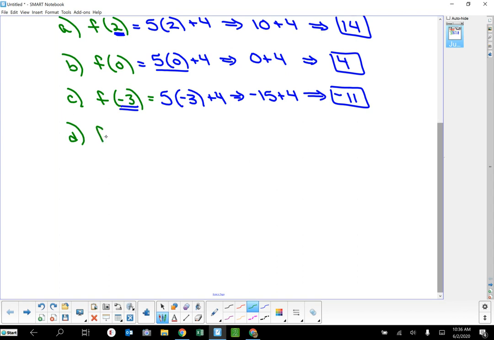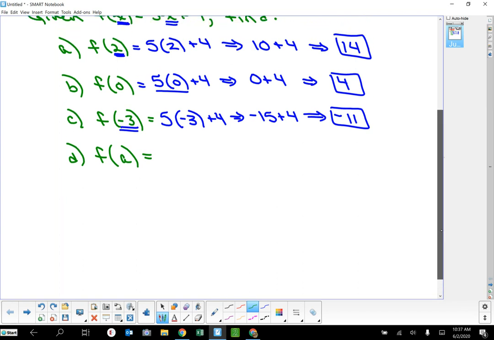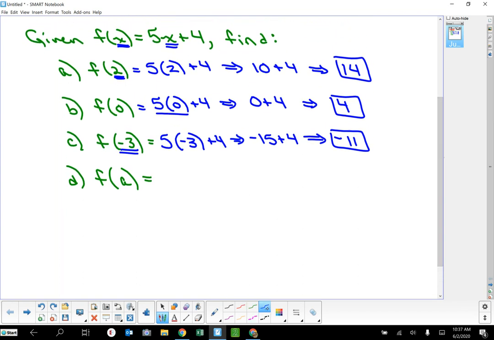D, f of a. Well, this doesn't change. Just because I now have a letter in there, don't let that mean anything different. You're going to put whatever is here where the x was. So this is going to look like 5a, because that's where the x was, plus 4. And in this case, you have an expression as an answer. This is your answer.